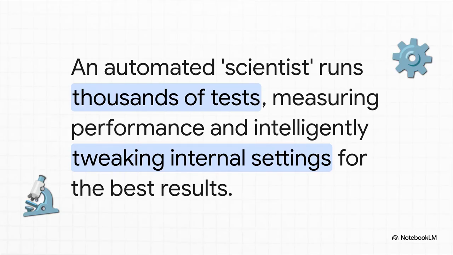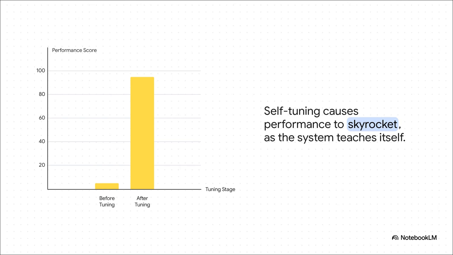So to fix this, the system uses something called a Bayesian optimizer. Now you can just think of it as a little automated scientist in a lab coat. It runs thousands and thousands of tests on itself, measures its own performance, and then intelligently tweaks all of its internal settings to find that absolute perfect balance. And the results of this self-tuning? Well, they're pretty staggering. The system's effectiveness skyrockets from almost nothing to being incredibly effective. It literally teaches itself how to be a better co-pilot.